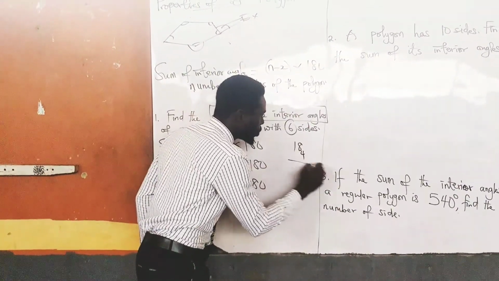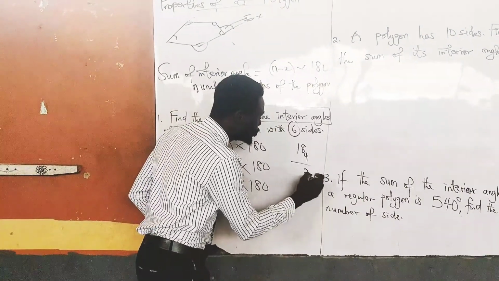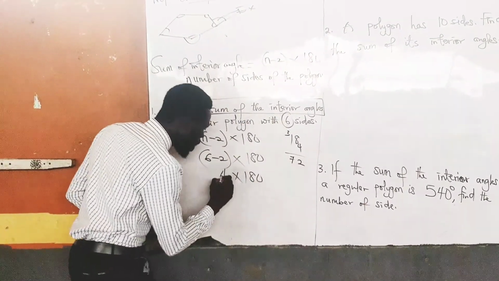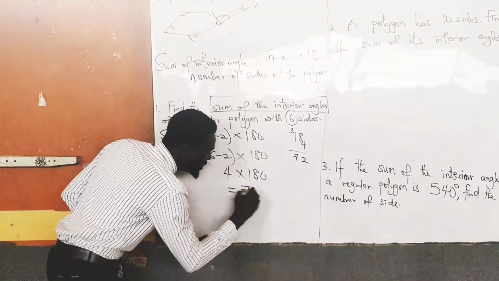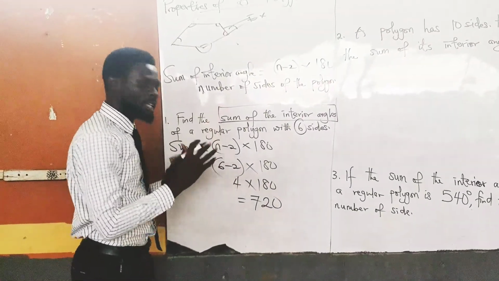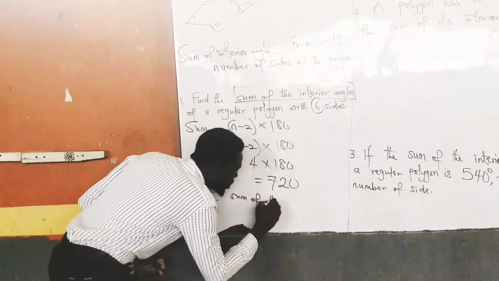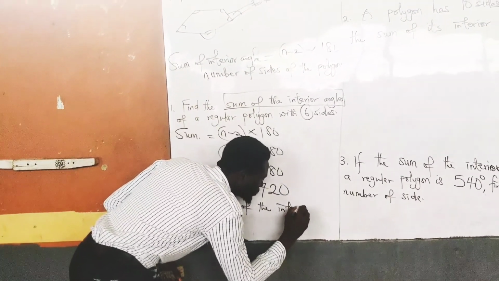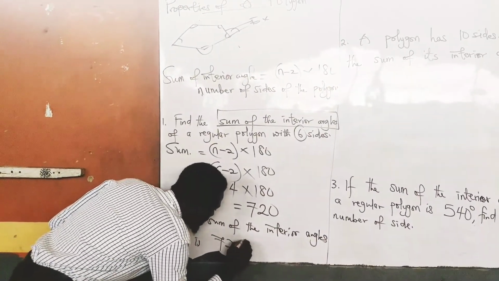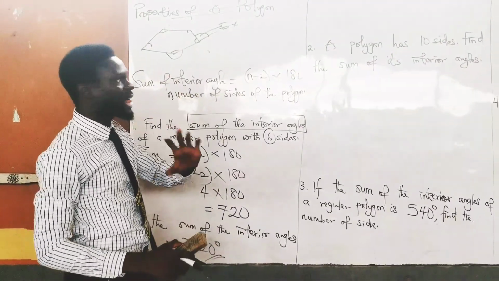8 times 4 gives you 32. So you have 2, carry 3, you have 72. So 4 times 180 will give you 720. So what is the sum of the interior angles? Therefore, the sum of the interior angles is 720 degrees, because we are dealing with angles.